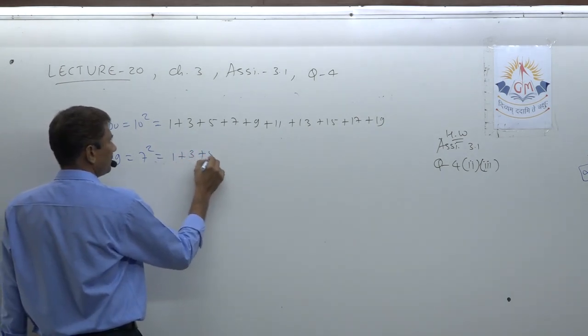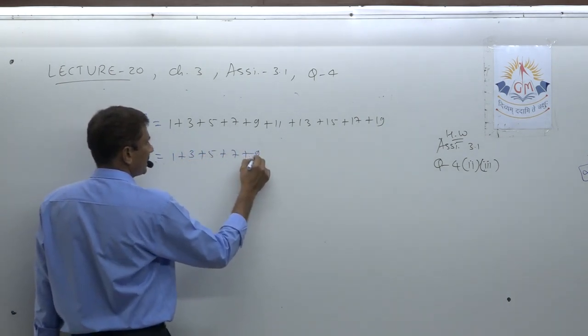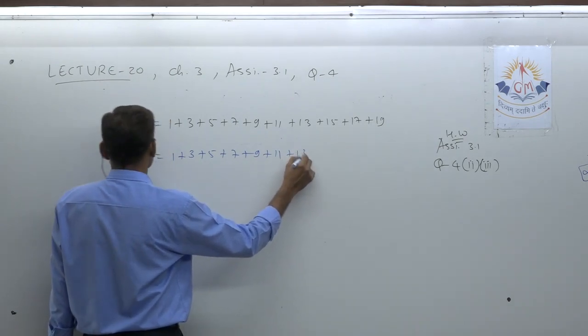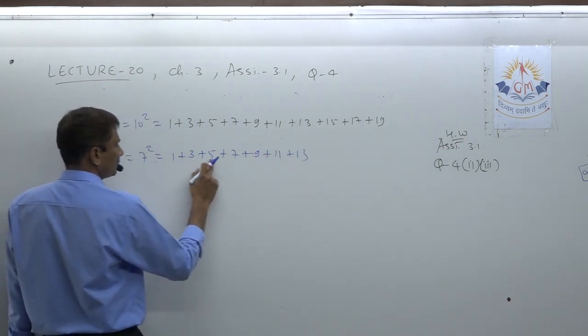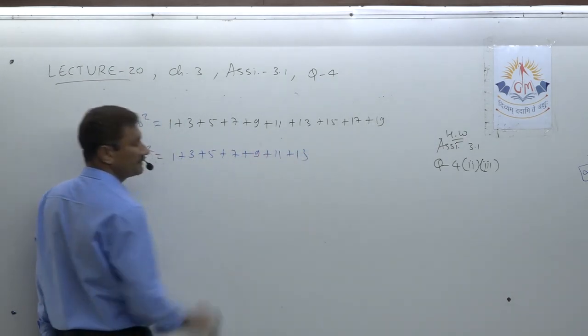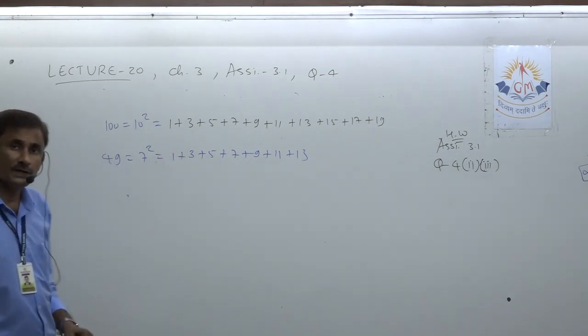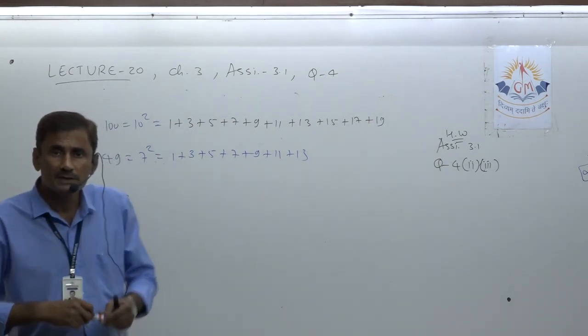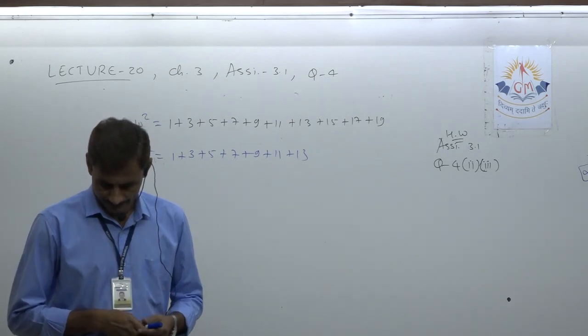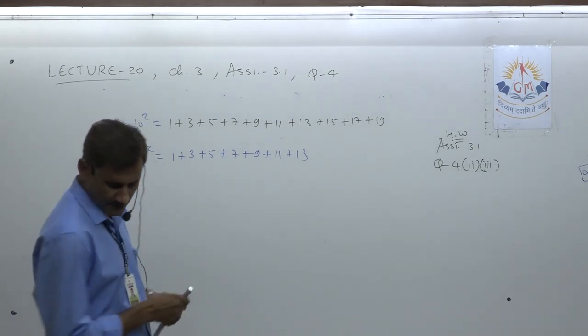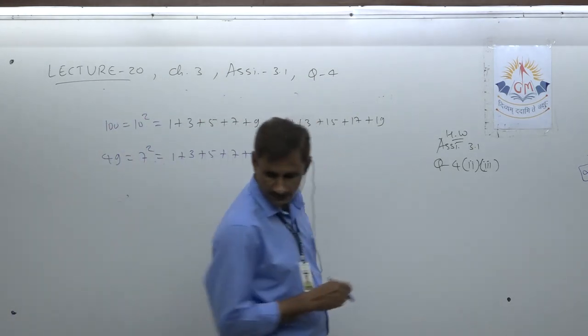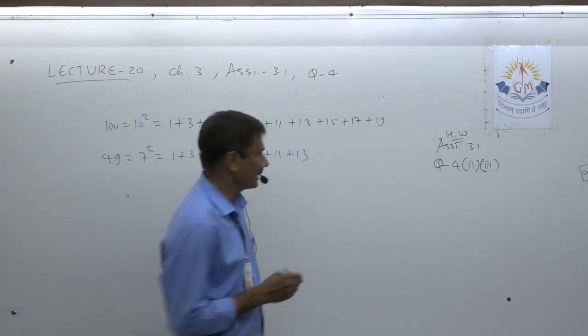1, 3, 5, 7, 9, 11, 13. Now count. How many are there? 1, 2, 3, 4, 5, 6, 7. Just verify it. Make the total. Obviously it will be 49. Okay, the last one is in homework. Question 5.3.